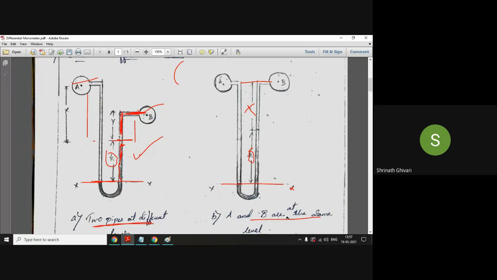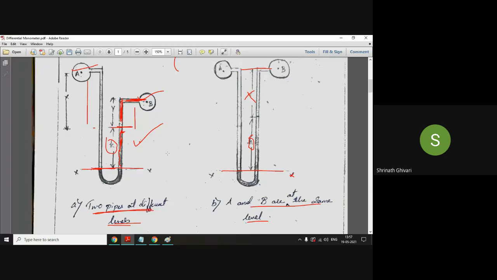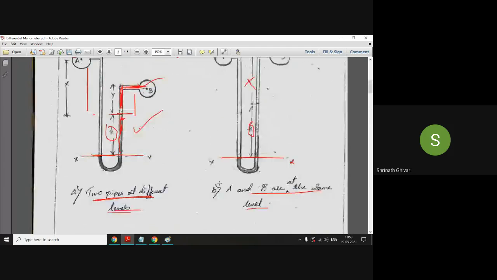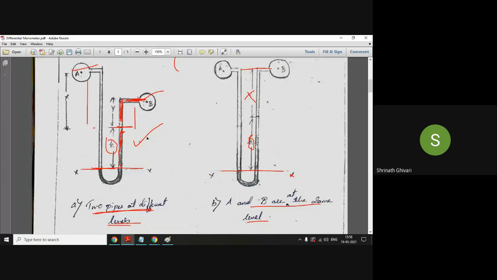So what will happen? PB plus ρg into g into h plus ρ2 into g into y. So ρg g h is the first term, then ρ2 g y, plus the pressure at B. Understood or not? See here. What is the pressure at this point?